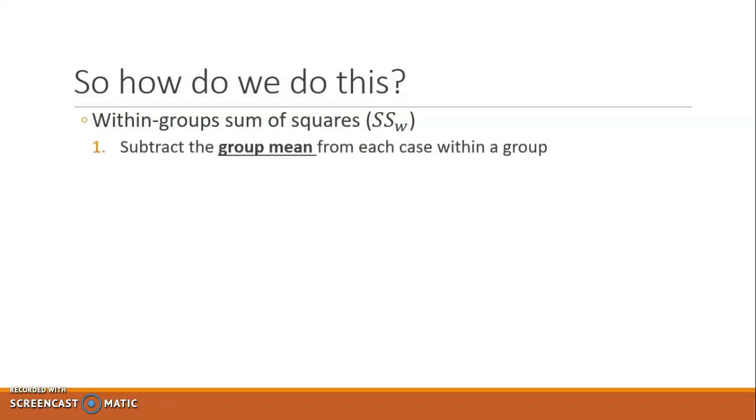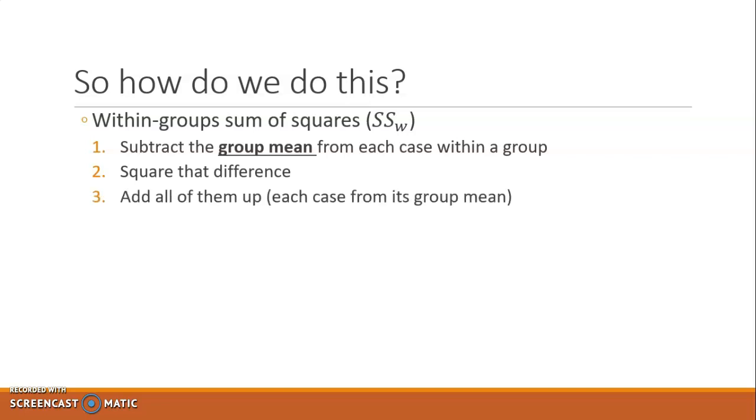You're subtracting the group mean, the mean for that sample, X bar, from each case within a group. You're going to square that difference because remember, if you don't square it, it'll add up to 0. So you need to square it, and then you add them all up. You add up all of the squared differences of each case from their group mean, and there you are. This is exactly what we were doing before.